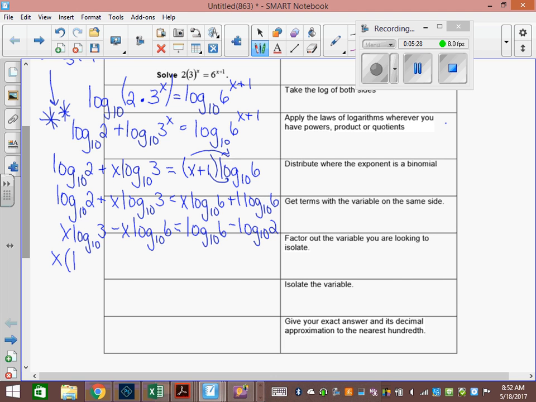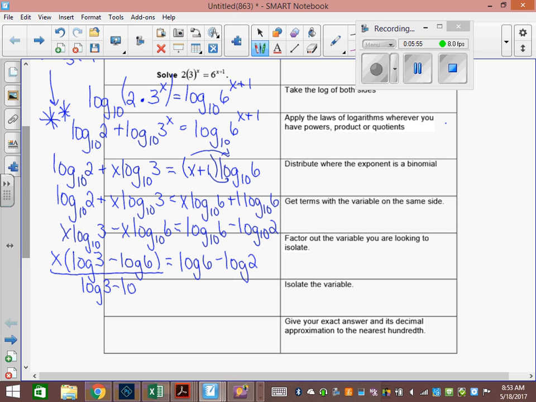X. Flonner. Good answer. X log base 3. At this point, I'm going to drop the 10s off. If you want to keep the 10s till the end, go right ahead. I'm just going to drop them off. So log base 3 minus log base 6 equals log base 6 minus log base 2. Then what do we do? Divide to get that x by itself.